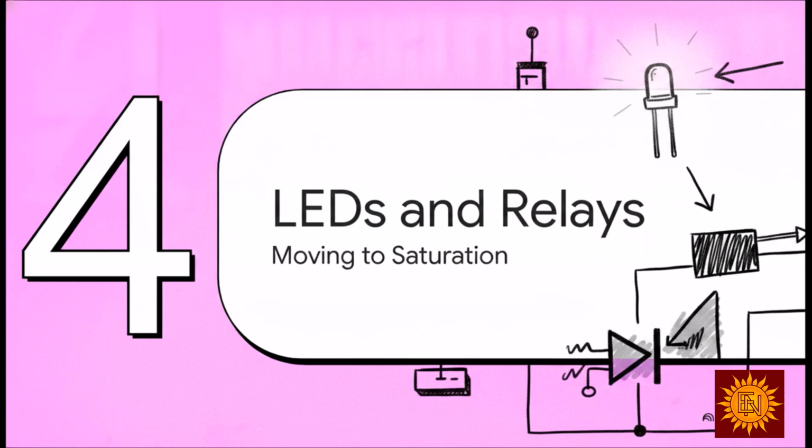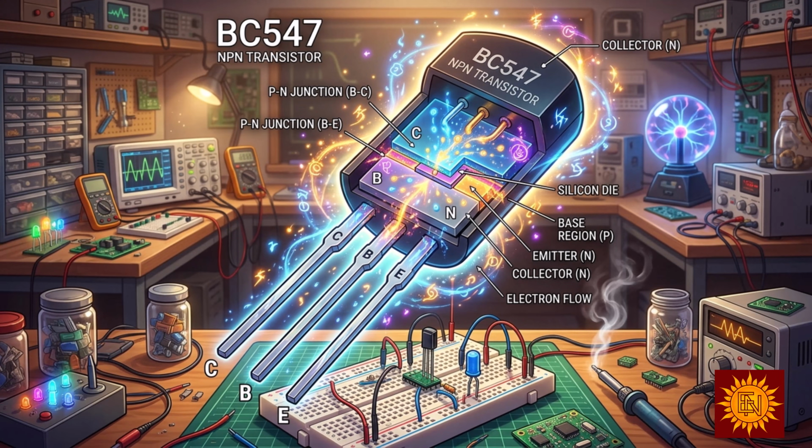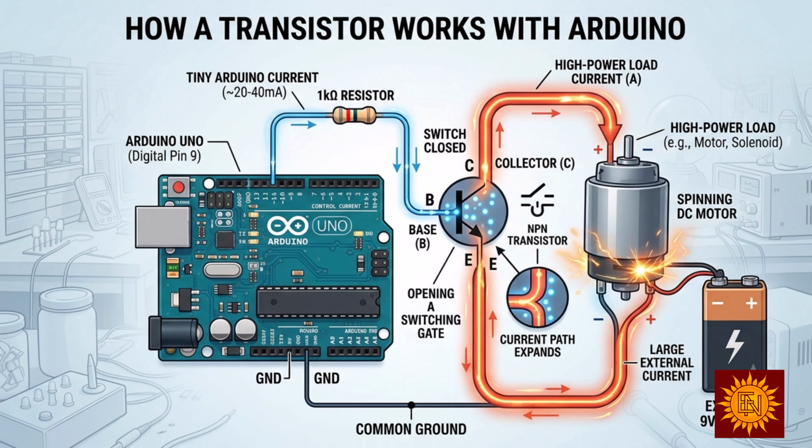Section 4. Switching LEDs and relays, moving into saturation. When we're talking about switching circuits, we basically ignore the cutoff and active modes completely and aim straight for saturation mode. By applying sufficient base current, we drop the collector-emitter voltage to its absolute minimum, effectively turning the BJT into a closed switch. Here is a really key takeaway. Microcontrollers provide the logic, but the BC547 provides the muscle.